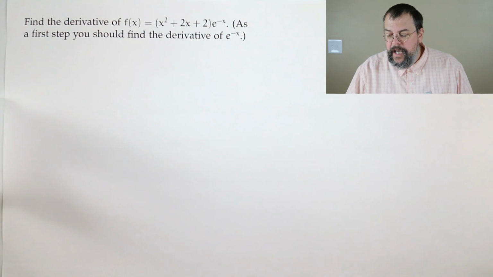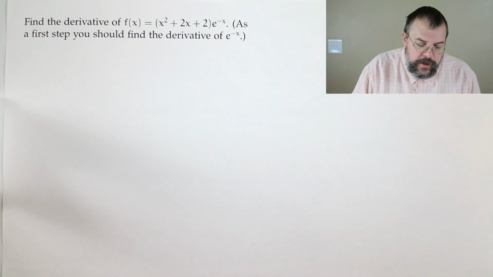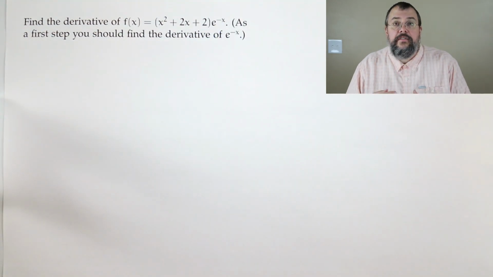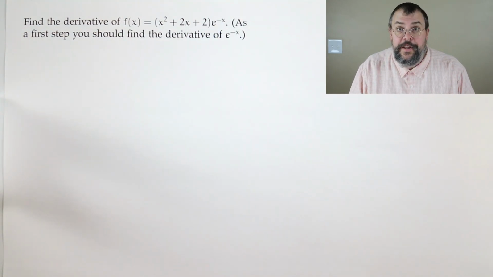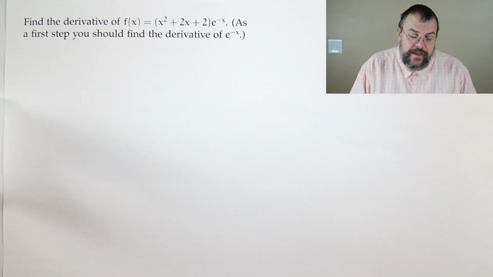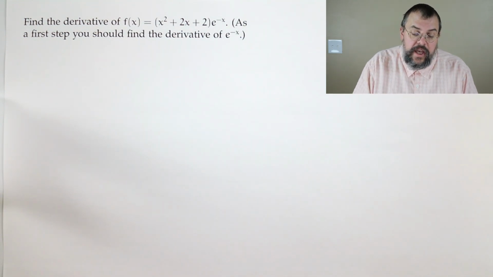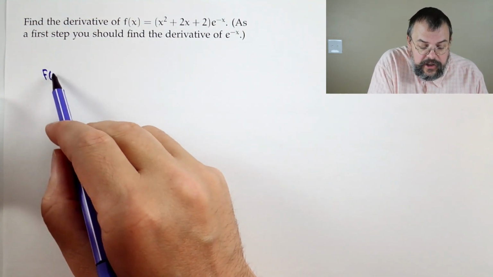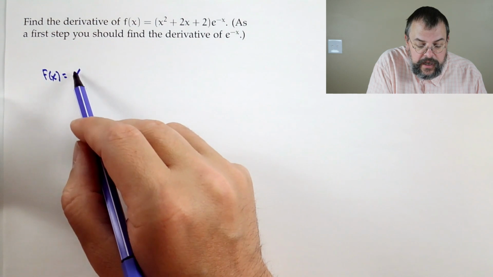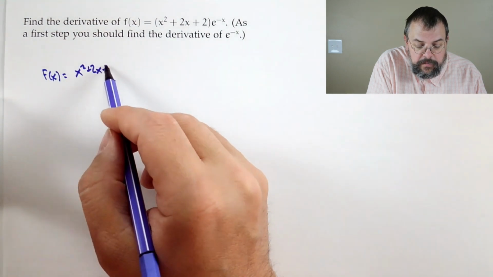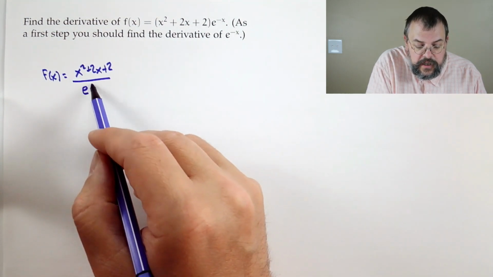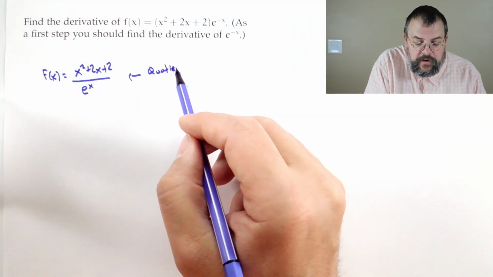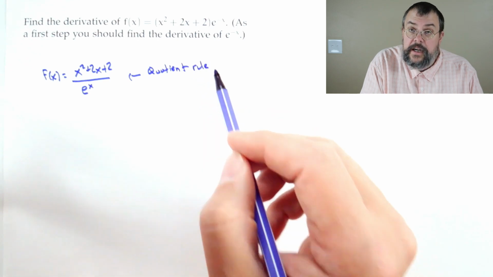Find the derivative of f of x, which is x squared plus 2x plus 2 times e to the negative x. And it says, as a first step, you should find the derivative of e to the minus x. Now, you can avoid that. You could think of this as x squared plus 2x plus 2 over e to the x, and then do the quotient rule. So why does it say, find the derivative of e to the negative x?